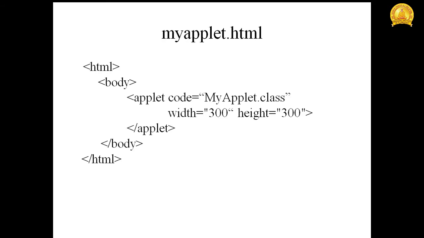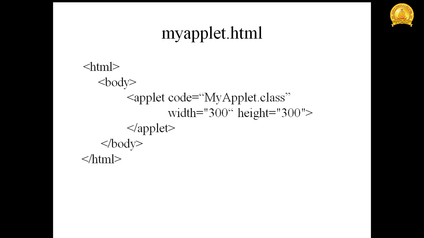HTML code begins with an HTML tag and body. The applet code has to be defined in the HTML code. The applet code must contain 3 attributes: code, width, and height. Code represents the class name. MyApplet.class is the name of the Java class which I have created for applet programming. So the name of the class must be mentioned inside code. Width and height indicate the width and height of the web browser in which the output will be shown. Then we close the applet tag, body, and HTML.